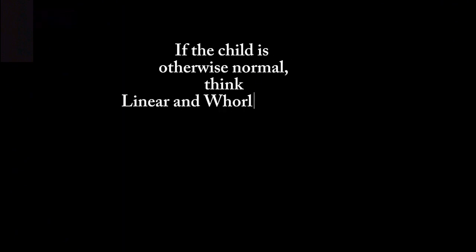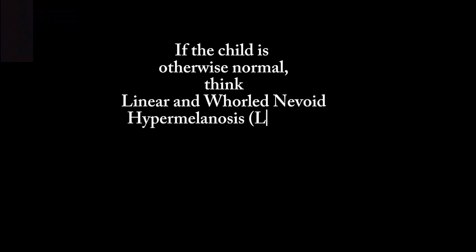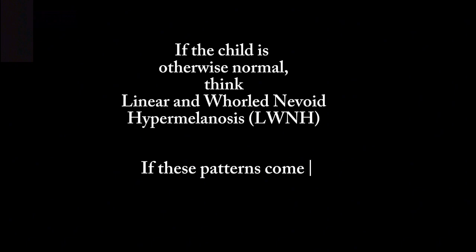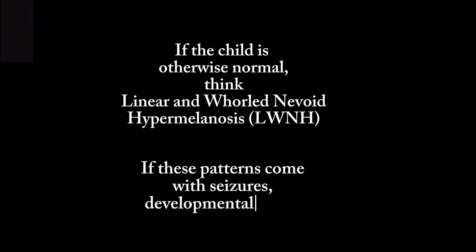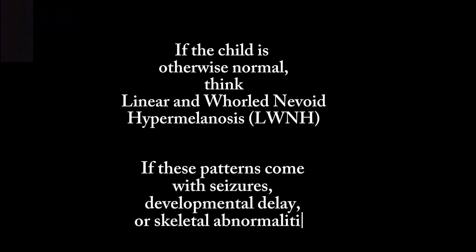If the child is otherwise normal, think linear and whorled nevoid hypermelanosis, LWNH, a benign pigmentary mosaicism. But if these patterns come with seizures, developmental delay, or skeletal abnormalities, that's hypomelanosis of Ito, a neurocutaneous syndrome. Same pattern, very different implications.